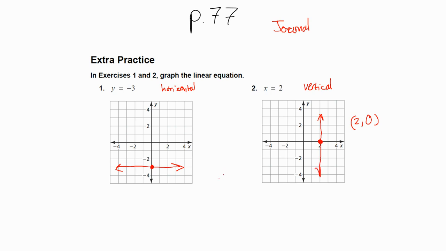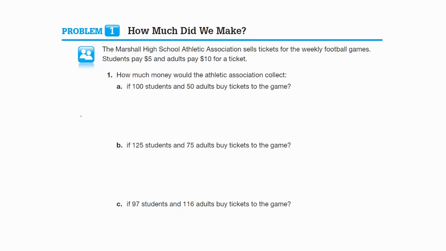Okay, so that covers horizontal and vertical lines. We're now going to do an exploration into standard form, and we're going to use a word problem to do so. So here's my scenario.